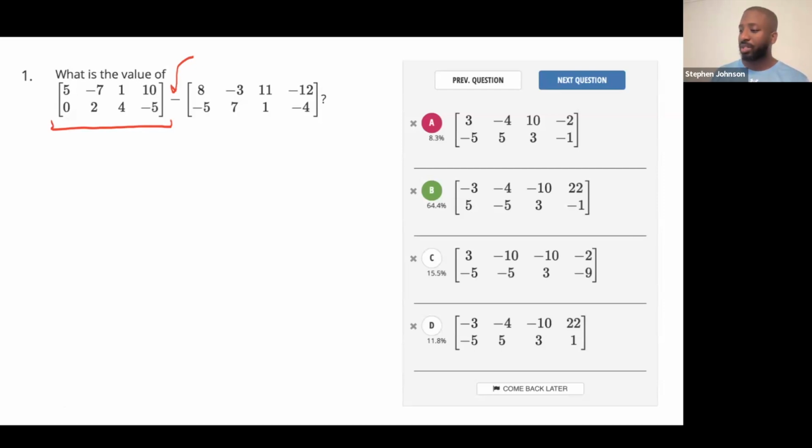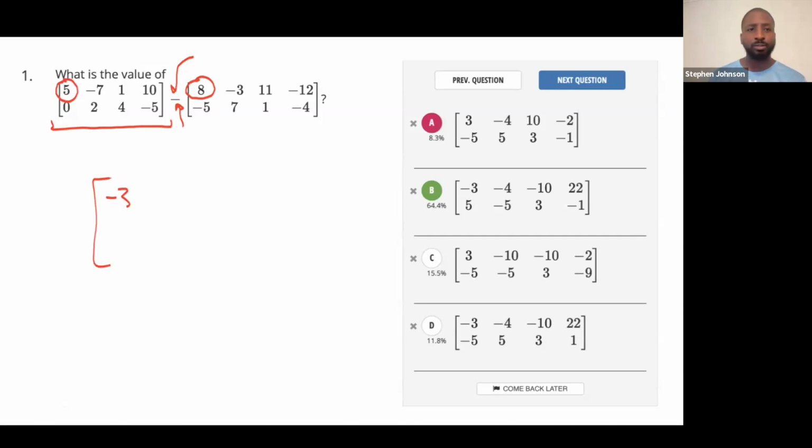So we're going to look at, well, what's the thing in the first position here and the thing in the first position there, and then utilize this operator, right? So we're subtracting. So our answer in the first position should be 5 minus 8, which is -3. Right, so if I were to start writing the answer here, the first position should be a -3, which, because it's multiple choice, I'm always going to be looking back and forth between the work I do and the answer choices.